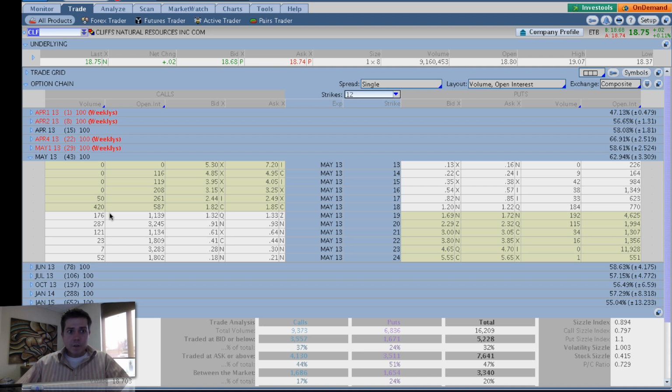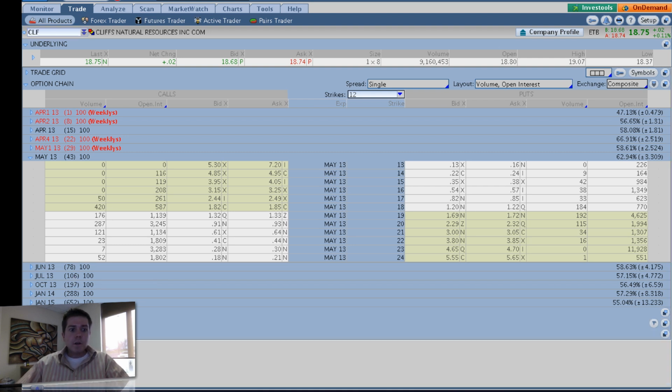So what you're going to see here is a much different picture than what we just saw in the SPY options. So again, we're looking at the May 13th with 43 days left. If you go over here to the far right, 62.94% is the implied volatility. That's a much higher implied volatility than SPY.